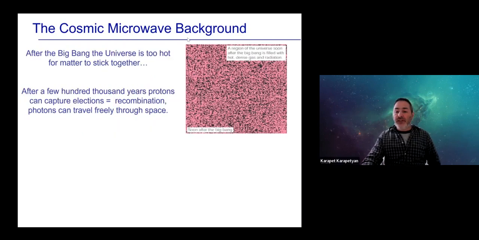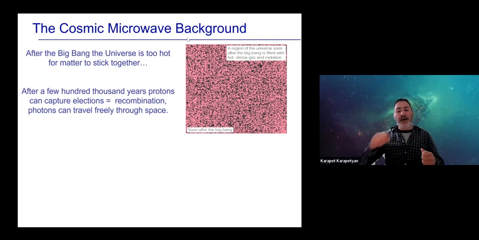So what we get here is the basic picture of the universe soon after the Big Bang. It's filled with hot, dense gas and radiation. The early universe was dominated by radiation. There was very little matter, because electrons and protons did not recombine. It was too hot for that to happen.